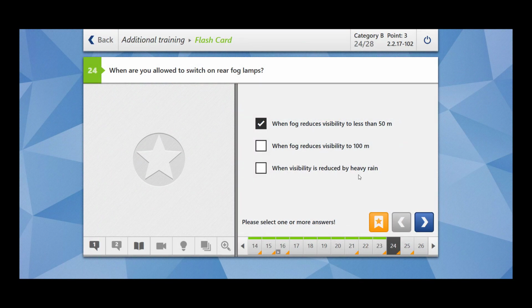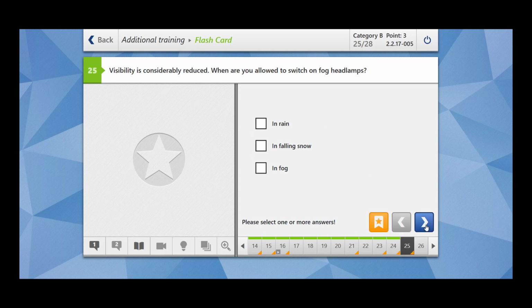When visibility is reduced by heavy rain, no. Your visibility should be reduced by fog and it should be less than 50 meter. Only then you can use rear fog lamps because they are much stronger than your rear lights. Visibility is considerably reduced. When are you allowed to switch on the fog headlamps?